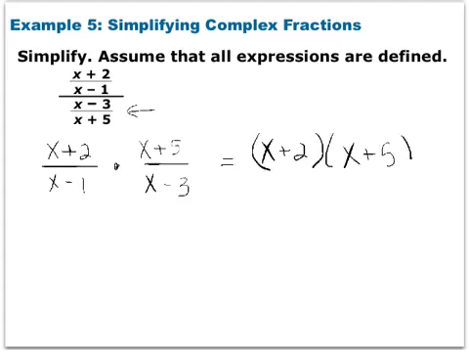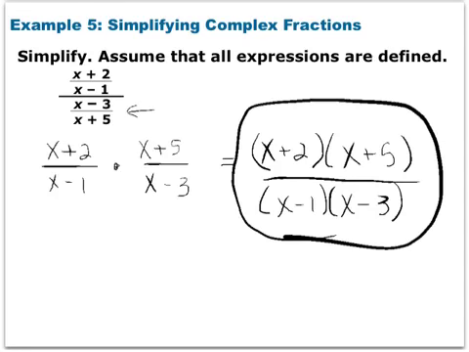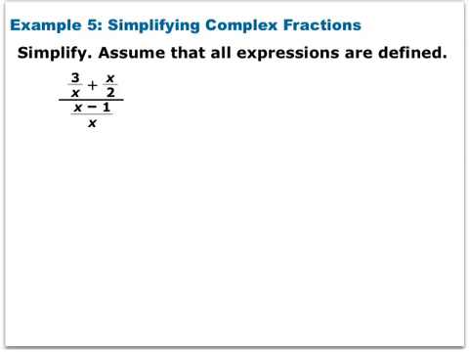X plus 5 over x minus 1 times x minus 3. Assume that all expressions are defined, and you're done. Just circle it and move on. Another one, simplify, assume that all expressions are defined.